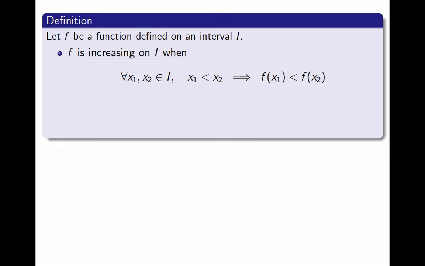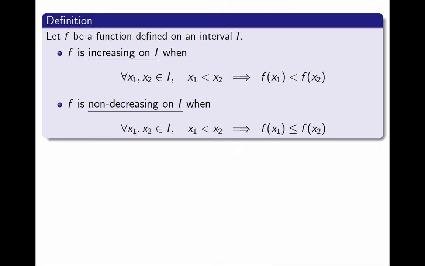I'm using this definition where I say f of x1 is less than f of x2. There is a related concept, which I'm going to call non-decreasing, in which case I say that x1 less than x2 implies that f of x1 is less than or equal to f of x2. So for increasing, it just means the graph always goes up. And for non-decreasing, it means the graph always goes up or stays constant. Of course, there is also the notion of decreasing and the notion of non-increasing, which will be similar. I assume you can write the definitions, just reverse the second inequality.